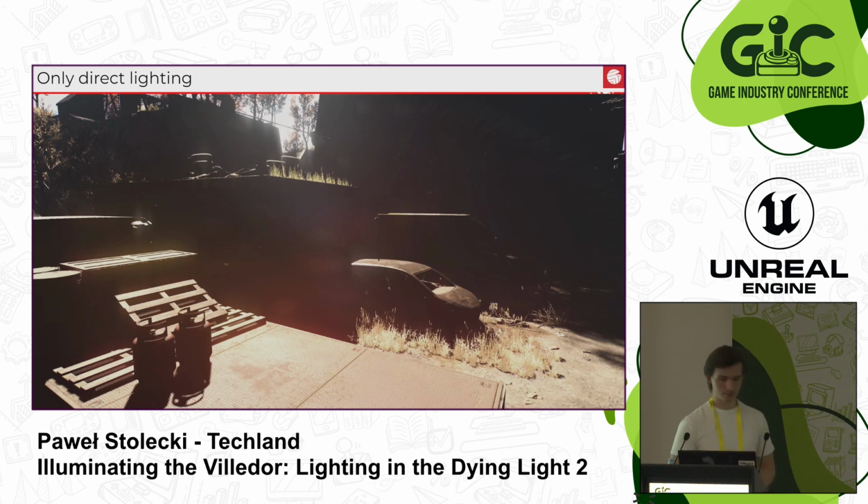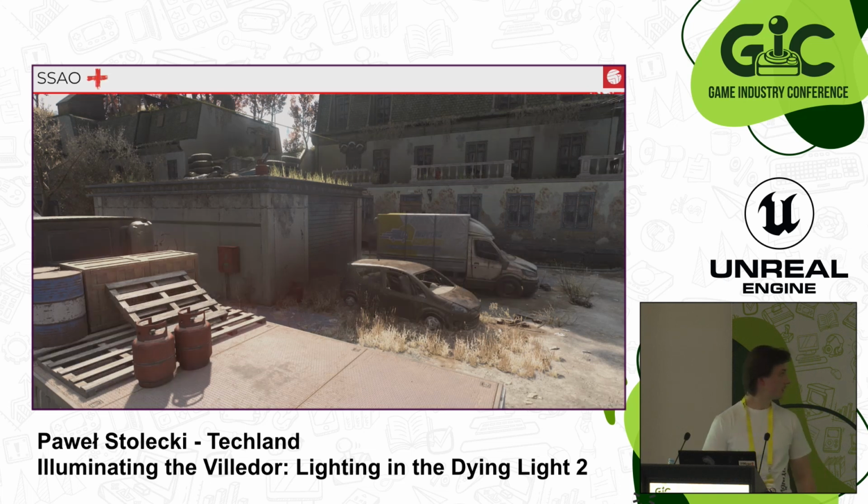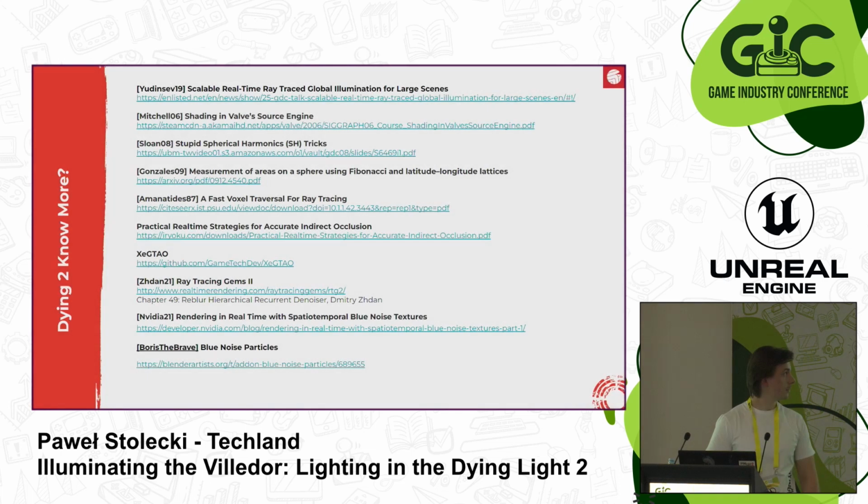So now I will summarize the whole presentation. This is how the scene looks without any indirect lighting. As you can see, the areas in shadow are completely black. Now we recover the missing indirect lighting by introducing voxels, and we detail it by using ambient occlusion. And these were the resources we used to produce voxels, env probes, and screen space ambient occlusion.